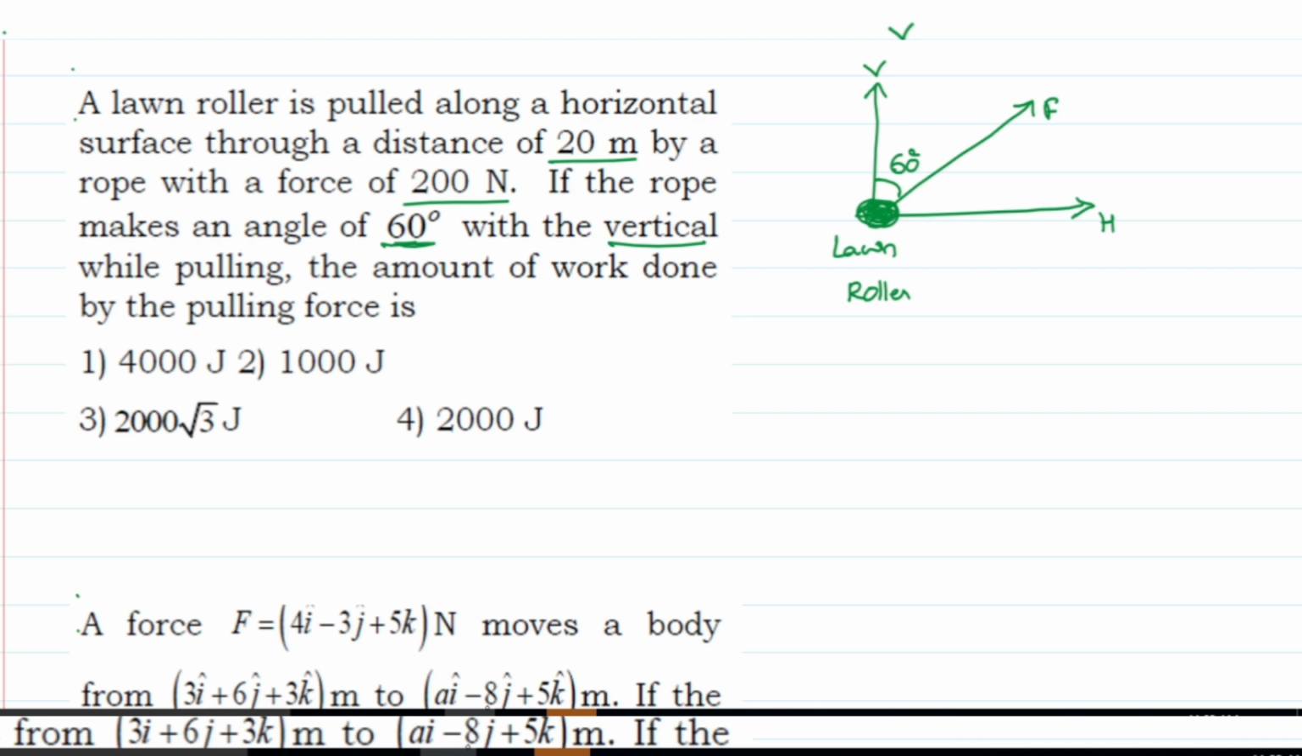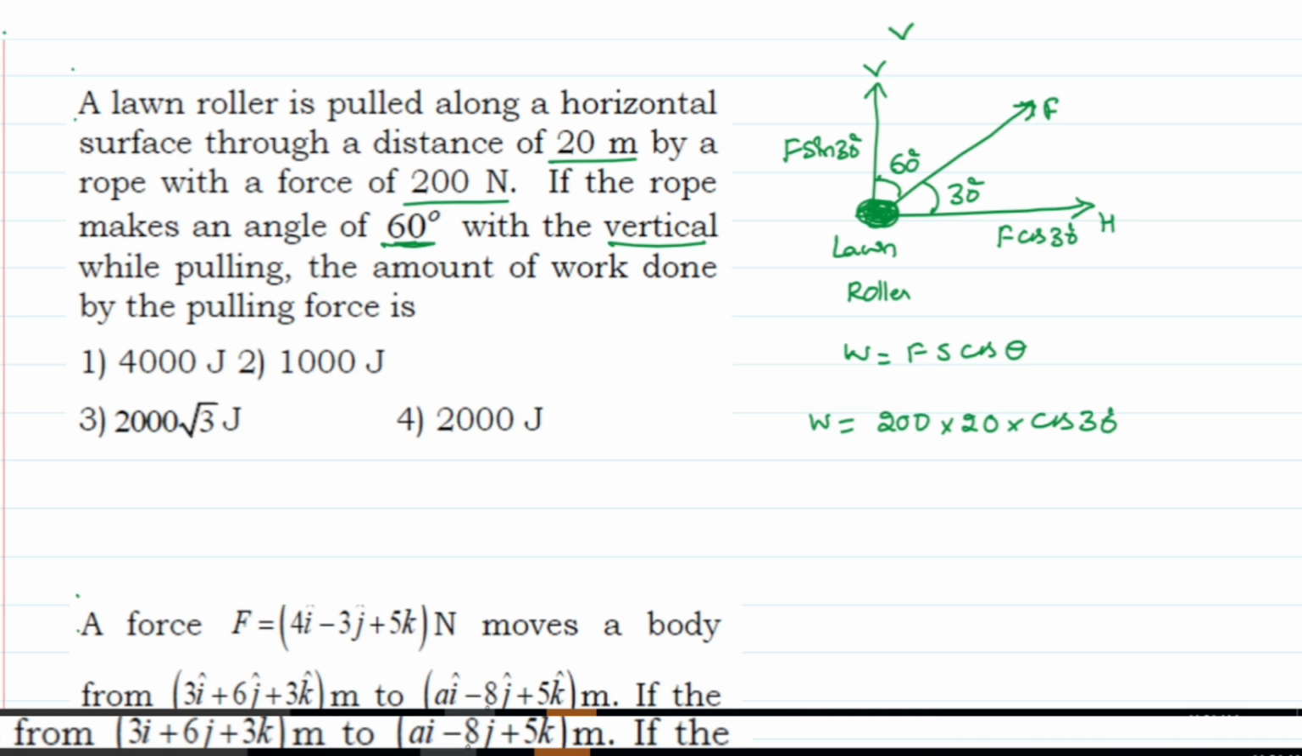Then here you just resolve. If it is making an angle of 60 degrees with the vertical, it means it's making an angle of 30 degrees with the horizontal. Now this force I am going to resolve. Along the horizontal you will get F cos 30 degrees, and along the vertical you will get F sin 30 degrees. So the work done by a constant force is W equals Fs cos theta, and here we need to calculate the work done. W equals force 200 newtons, moving a distance of 20 meters, into cos 30 degrees.